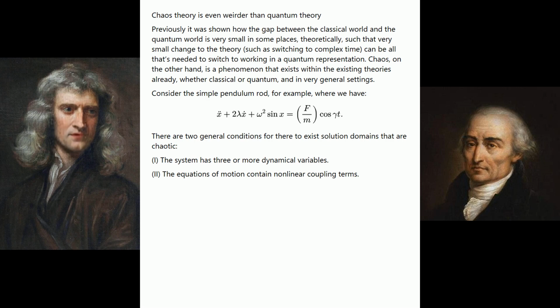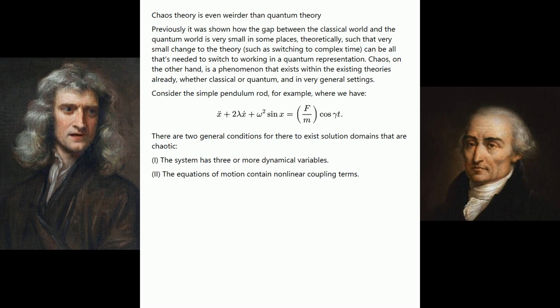Chaos theory is even weirder than quantum theory. Previously, it was shown how the gap between the classical world and the quantum world is very small in some places, theoretically such that a very small change to the theory, such as switching to complex time, can be all that's needed to switch to working in a quantum representation.